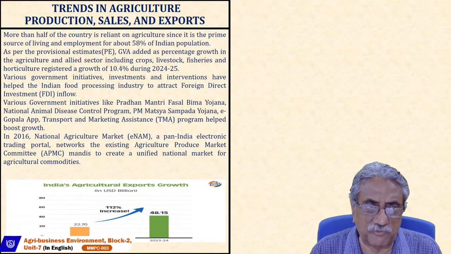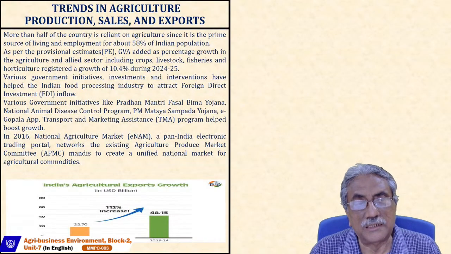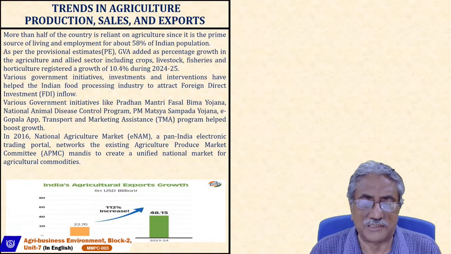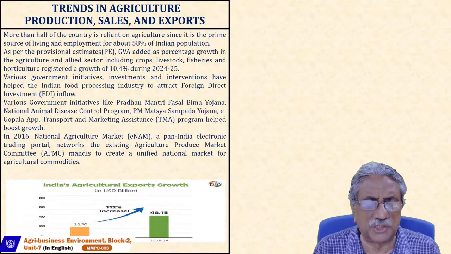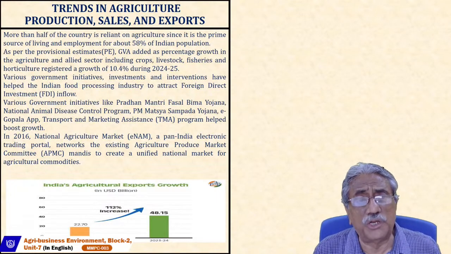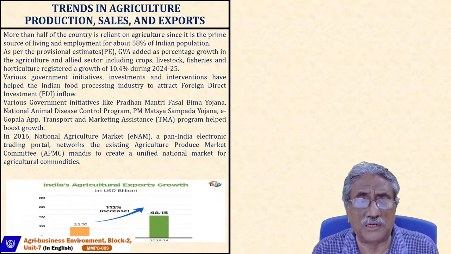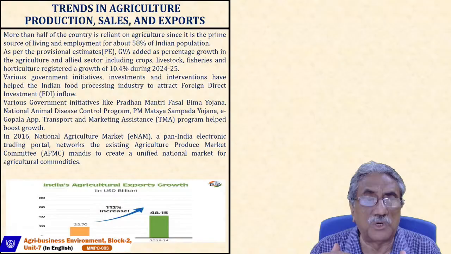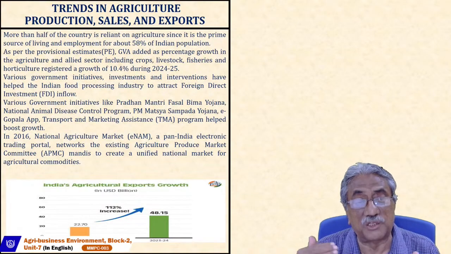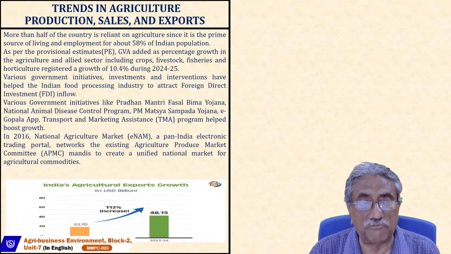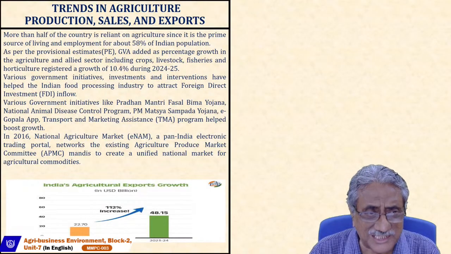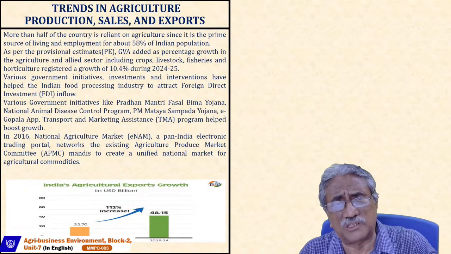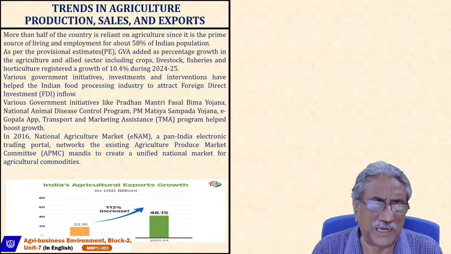The E-Gopala app was developed for cow maintenance and other things, transport and marketing assistance. Now you produce 10 tons, but how do you carry it? You need a Tata truck and you need marketing assistance. So all these things the government was slowly building up one after another, and finally in 2016, in between that a lot of other things have also happened. We'll come to it later on.